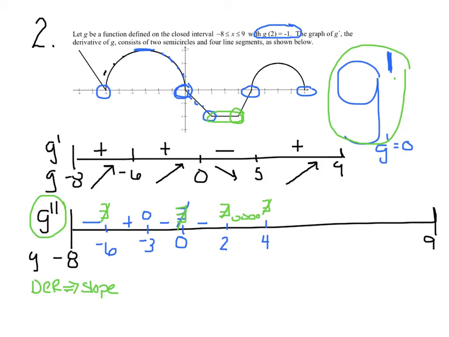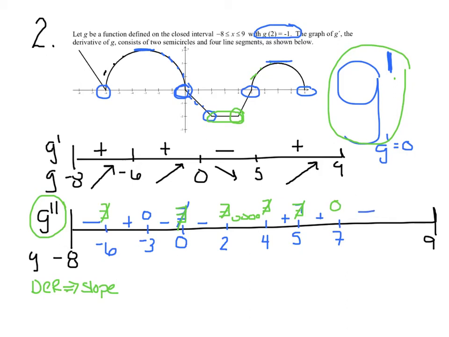Then I have positive slopes until I get to 5. And again, at 5, the slope does not exist. That's why I'm stopping there. Then they continue on being positive until I get to 7. And I'm stopping at 7 because I have a slope of 0. Then the slopes are negative up until 9.